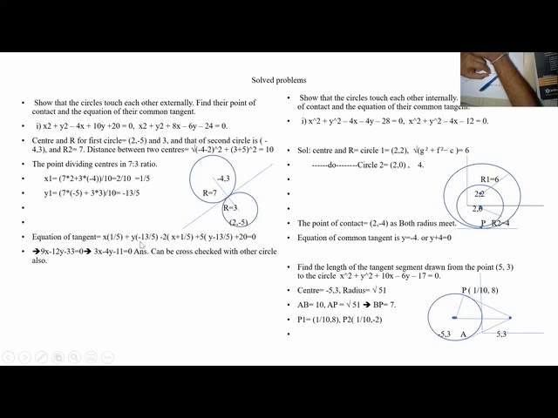So how have we proceeded? We first found the center and radius of each circle. We found the distance between these two centers, and it is equal to radius 1 plus radius 2. That means they are exactly touching. So we found the point of contact by the ratio and then substituted. You can take many other methods, but this is one method.